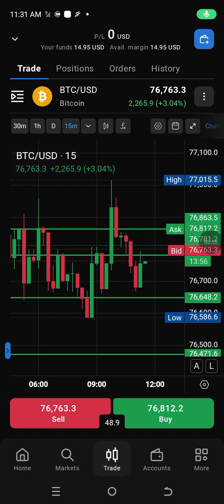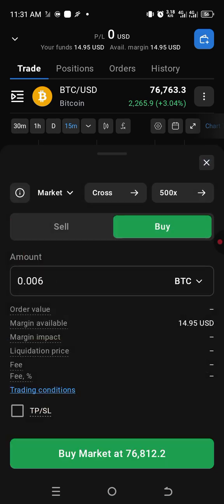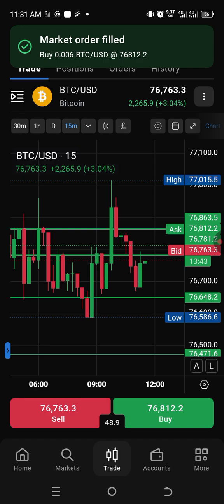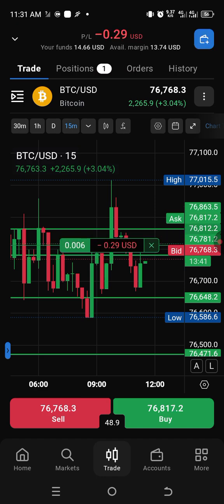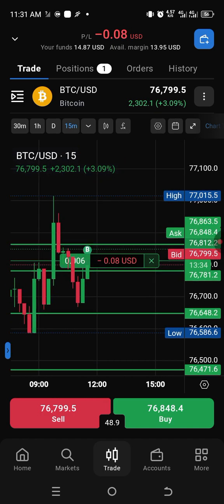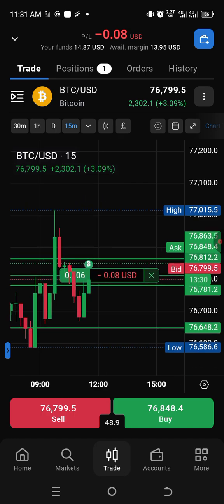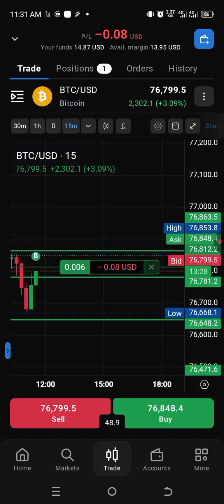Yeah, so it's a blue. Let me buy. 0.06. Can I try? But it will move fast. Okay. 0.06. We are in buy. You see? It's now moving. Okay, let's see where it will go.